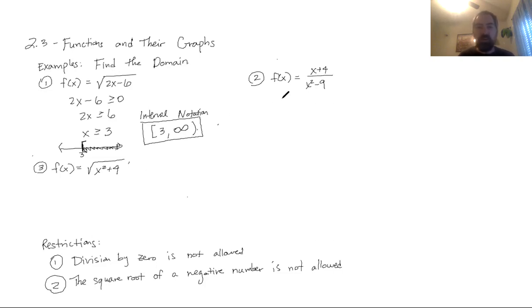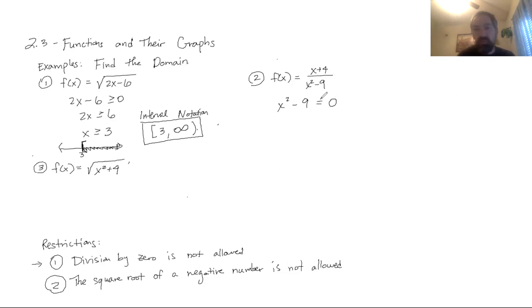Now we'll move on to example number 2. In this case, we have a rational function. In other words, we have a function with a fraction. We have x plus 4 divided by x squared minus 9. And this would hit restriction number 1, where we are not allowed to divide by 0. So we want to find all the values that would cause the denominator to be equal to 0. We can do that by setting that denominator equal to 0.